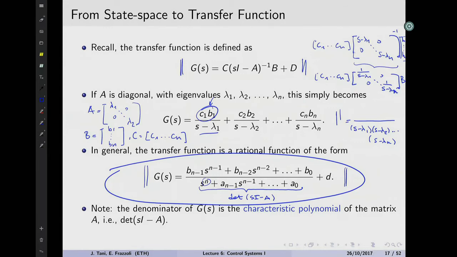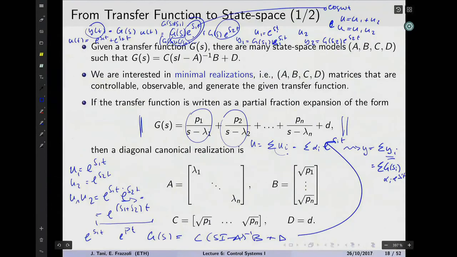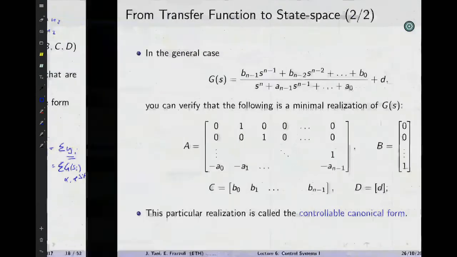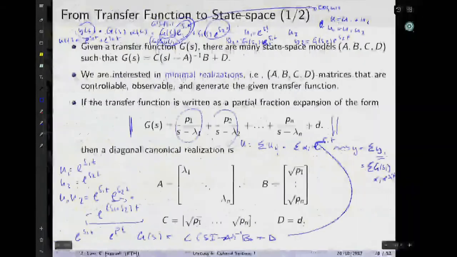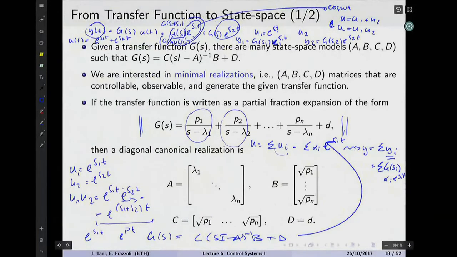Okay, so we have seen that the realization problem is the problem of finding A, B, C, D when you're given a transfer function. There are many different A, B, C, D's one can find when a transfer function is given. So how do you choose which one is the best one? Well, it depends what you want to do with it, right? These are all models, they're representations, they have to be useful to us.